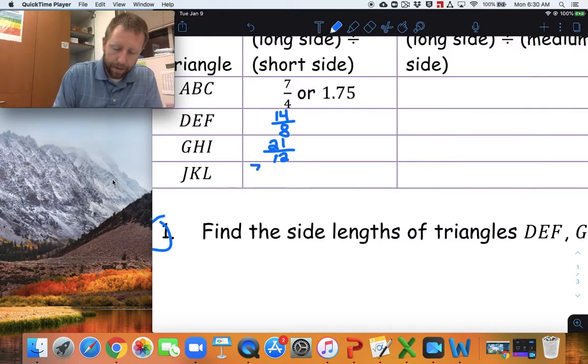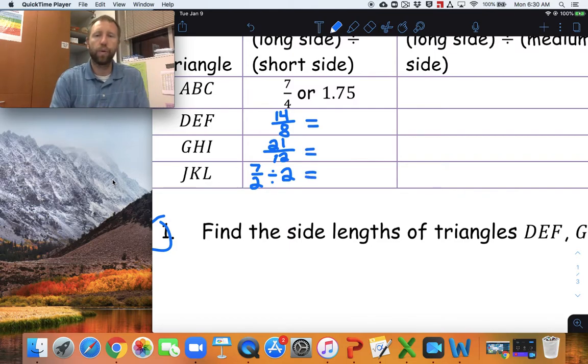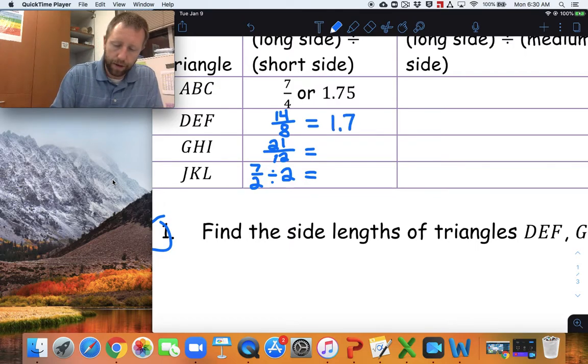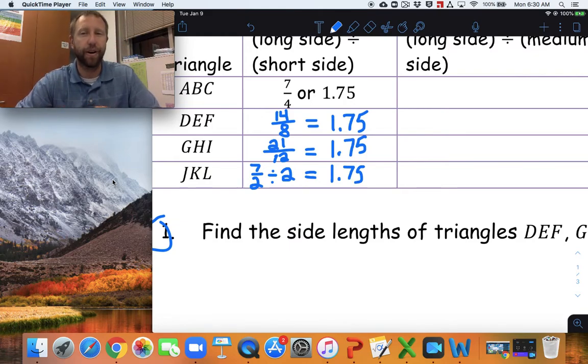So I'm going to have to write that off to the side here. 7/2 divided by 2. Well, what happens when I actually figure out what each one of those equals, I find it equals the same ratio or the same quotient as what we got for triangle ABC, which they had already done for us. And it should, right? If we know that similar shapes are proportional for their side lengths, then it should give us the same quotient for each one of those.